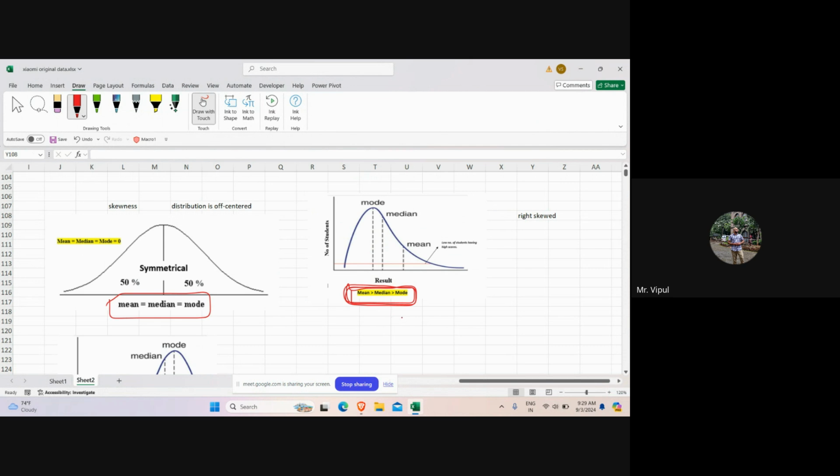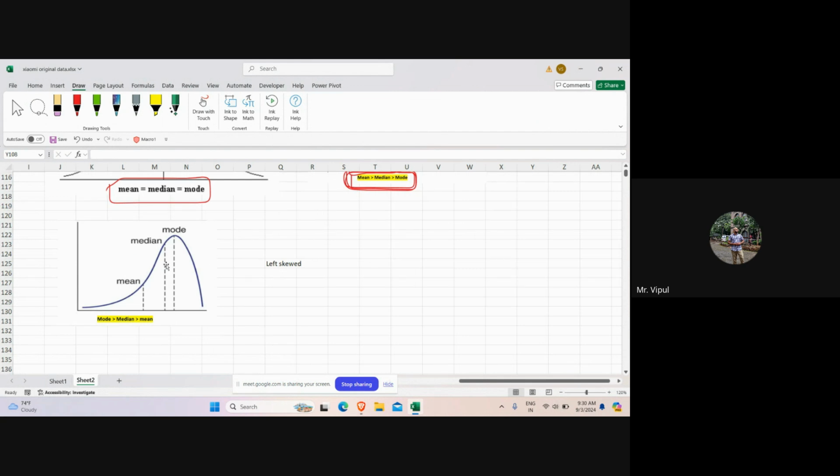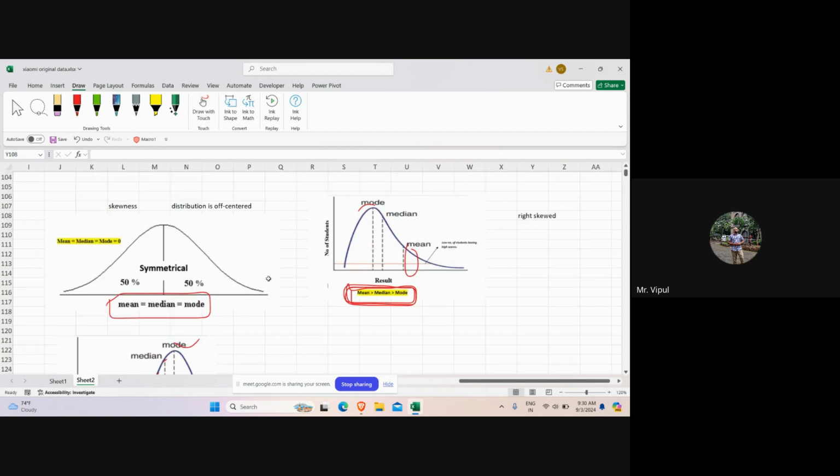Why is mean greater? Because your graph becomes like this. So median will always be in the middle, mean is higher, mode is less. And on the left hand side, it will be reverse. Mode is higher, median is always in the middle, mean is less, because most of the data points are on the left hand side. So if most of the data points are on the left hand side, mean will be shifted to the left hand side. If more data points are on the right hand side, mean will be shifted to the right hand side.